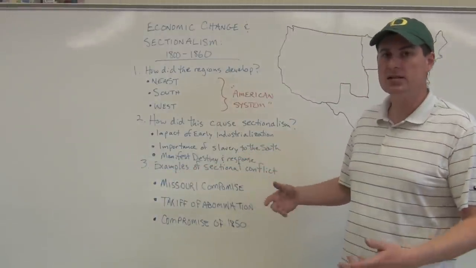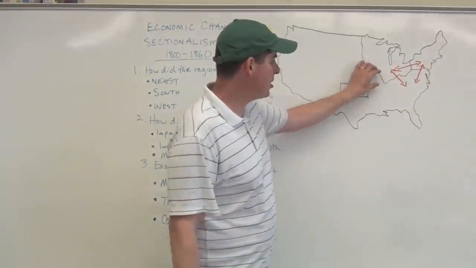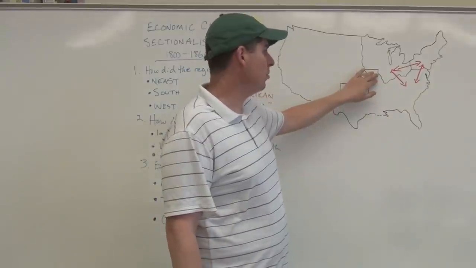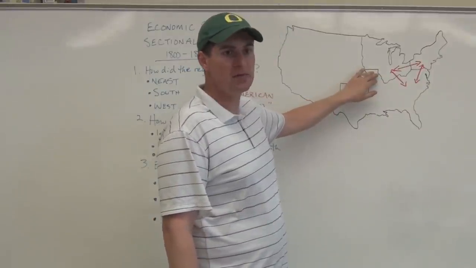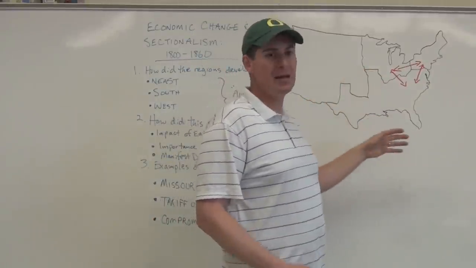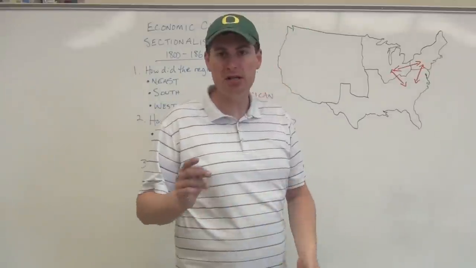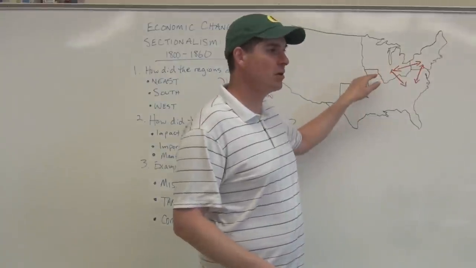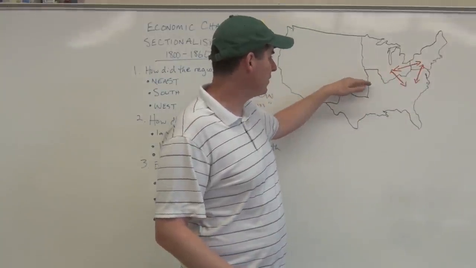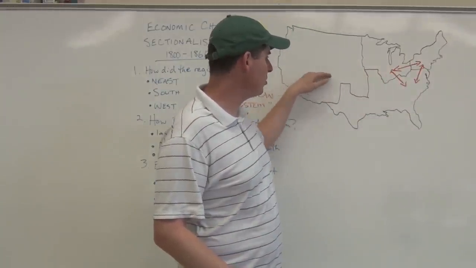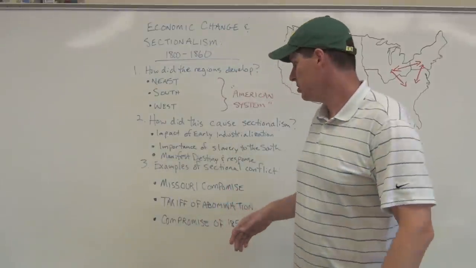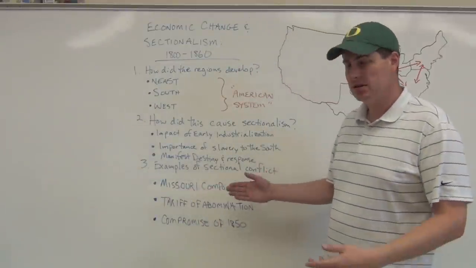Examples of sectional conflict. Missouri Compromise. So why does this happen? Missouri right here, Missouri was ready to become a state, and the South said, well, wait a minute, this is going to be a slave state. The North said, no, it won't. To maintain a sectional balance in the Senate, we'll see this again in a minute, you get Maine as a free state, Missouri as a slave state, and then they carve out the Missouri Compromise line, 36°30′ coming down here, and this is for the Louisiana Purchase Territory. So it looks like this Missouri Compromise settles things.